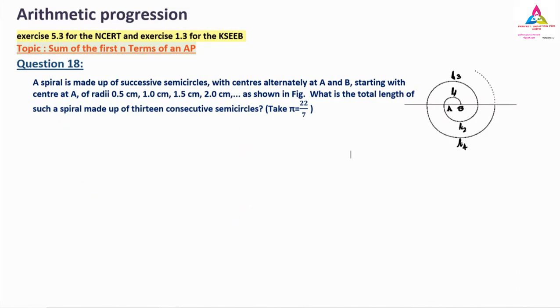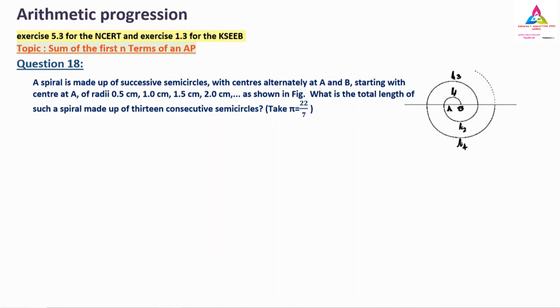A spiral is made up of successive semicircles with centers alternately at A and B, starting with center A, of radii 0.5 cm, 1 cm, 1.5 cm, 2 cm, as shown in the figure. What is the total length of such a spiral made up of 13 consecutive semicircles?